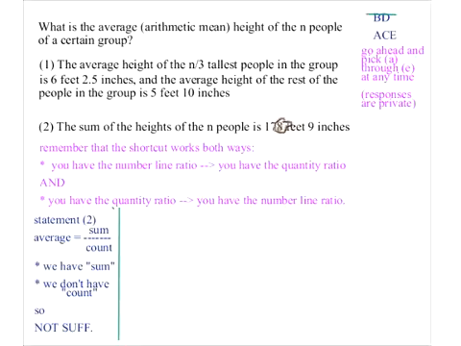Okay, let's look at statement 1. The key thing that you have to notice here is that this is n thirds. So this is exactly 1/3 of everybody. That's the key point. So you have a quantity ratio.